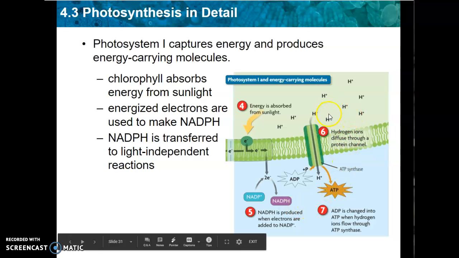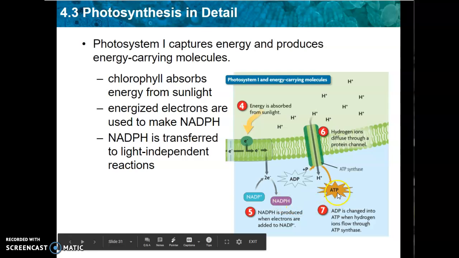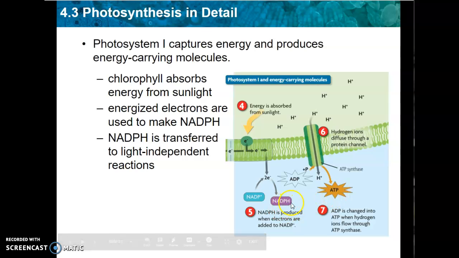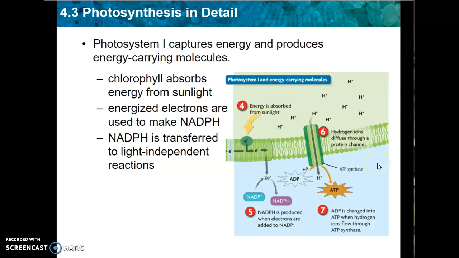There's all those hydrogen protons that we just pumped into the thylakoid, and now we have to push them out, and that energy is what's going to make the ATP synthase turn ADP into ATP. And these two molecules, ATP and NADPH, are the goal of the entire light reaction system, so both photosystems.